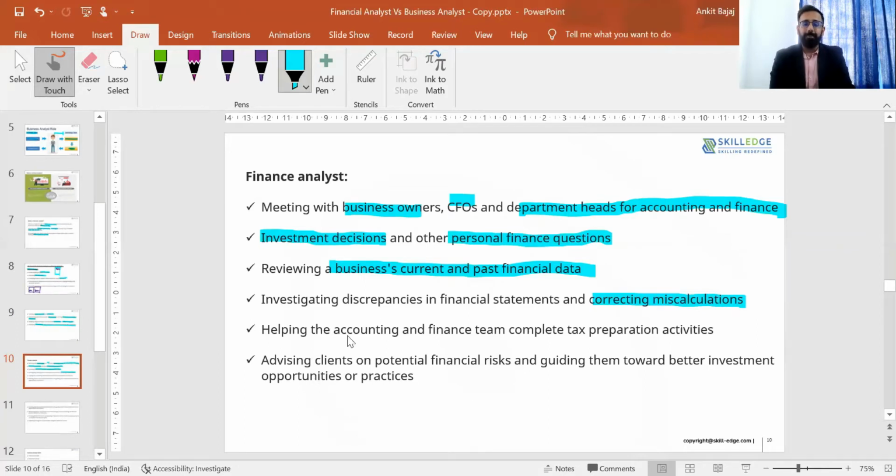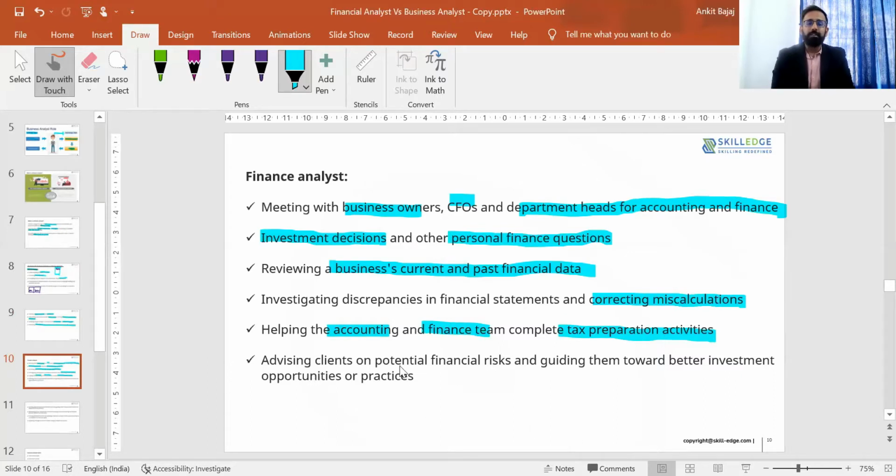After that, if you see, helping the accounting and finance team to complete tax preparation activities. They also suggest some tax benefit laws to the organization. How the organization can plan their tax related activities and they can save their tax amount.